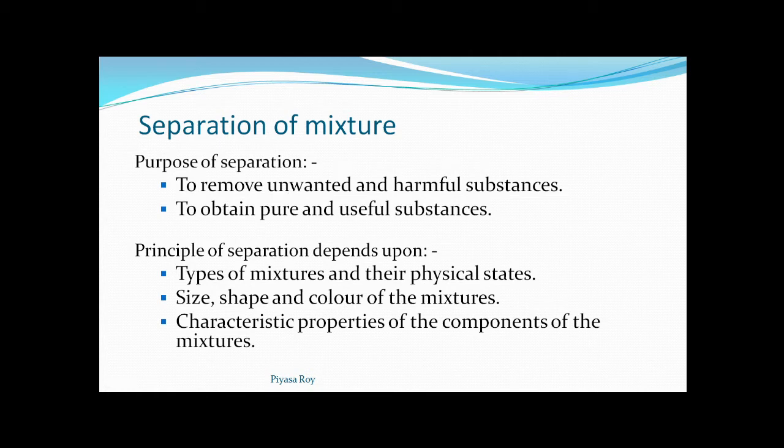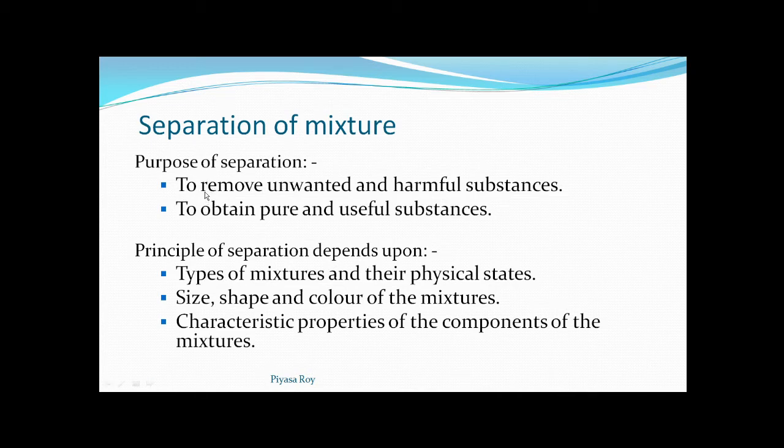Before doing that, we need to know why we need to separate the mixture. What is the purpose of separation? Why do we need to separate the components of a mixture? We need to remove the unwanted and harmful substances to get the pure and useful substances. From the mixtures, if we want to get the pure or useful substances, we need to separate the unwanted or harmful substances.